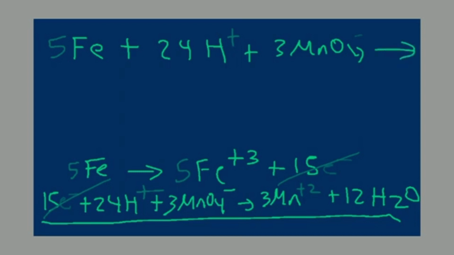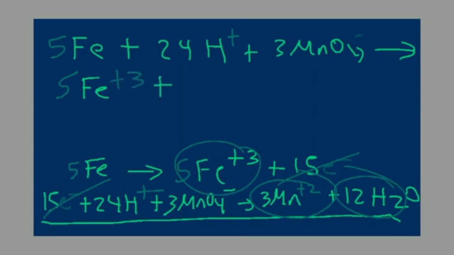And on the right side, we have these three. So it's going to be 5 Fe plus 3 on the right side, and 3 manganese ions, and 12 water molecules. So this is the balanced reaction.